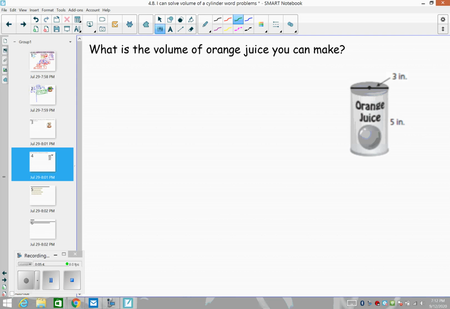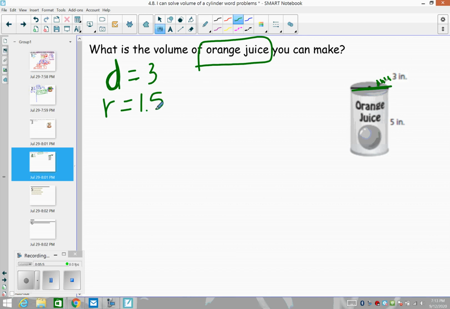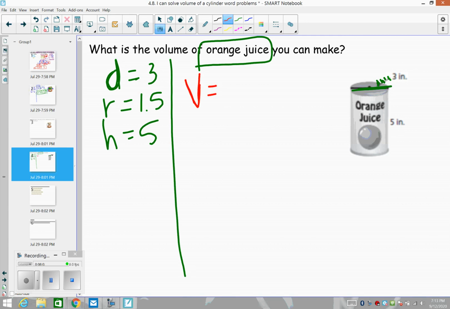So next question, what is the volume of orange juice that you make? Again, don't look at that arrow there. Look at the entire line as the diameter. So we know the diameter is 3, which means the radius is half of that. That's 1.5 plus 1.5. And we know that the height is 5. So to calculate the volume, it would be pi r squared times height.